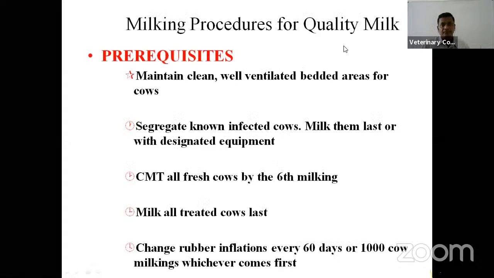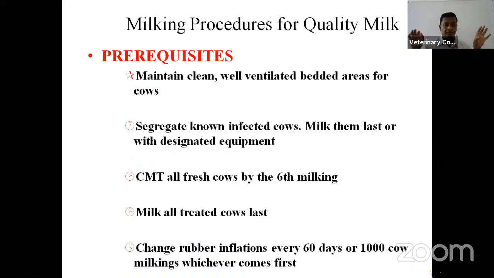Now, in a very brief way, there are 5 steps I am going to talk about. Milking procedures for milk quality, for producing high quality milk, how to follow this milking procedure. So the basic prerequisites are: whenever there is a milking barn, there are some cows. So basic animal husbandry practices should be kept in mind.